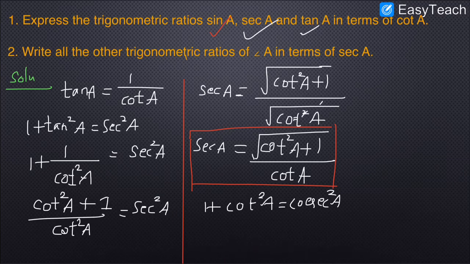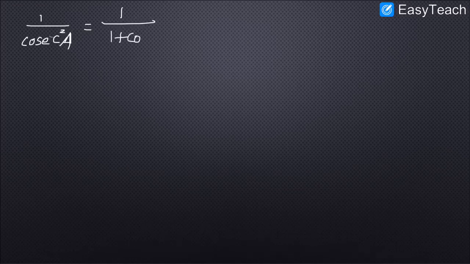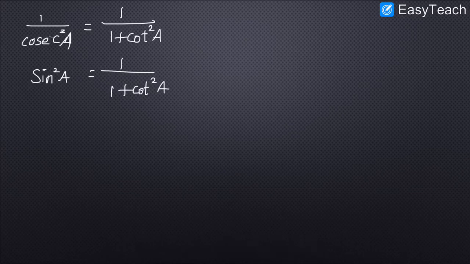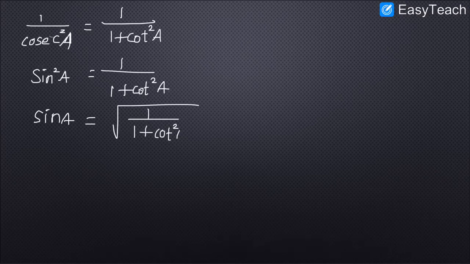The next step, taking reciprocal on both sides. So 1 by cosecant square a equals 1 by 1 plus cot square a. The reciprocal of cosecant square a, we can write as sin square a, equals 1 by 1 plus cot square a. To find sin a, take root of 1 by 1 plus cot square a.